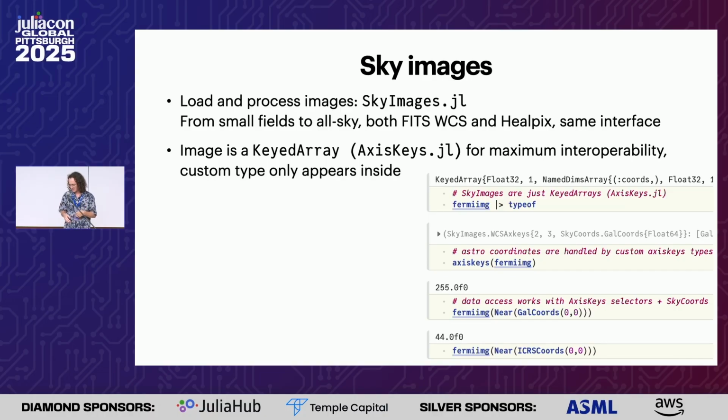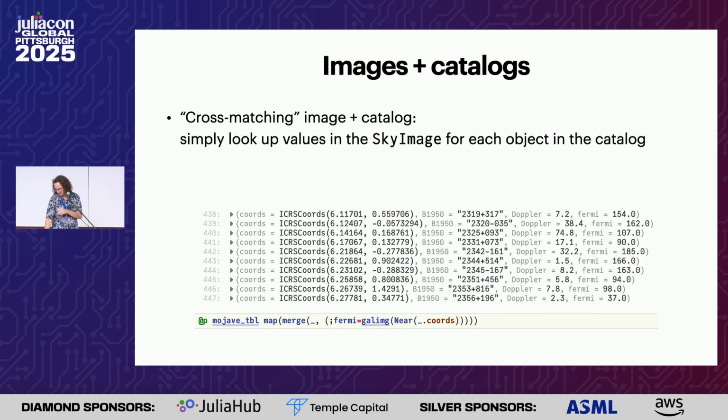How does it work? The image is a KeyedArray from AxisKeys.jl for maximum interoperability. It's not a custom type. Custom types only appear inside of AxisKeys. Okay, of course you can look up the image at any coordinates.